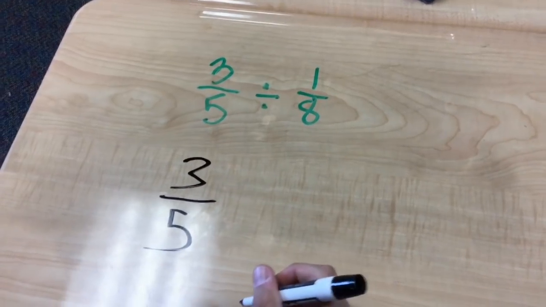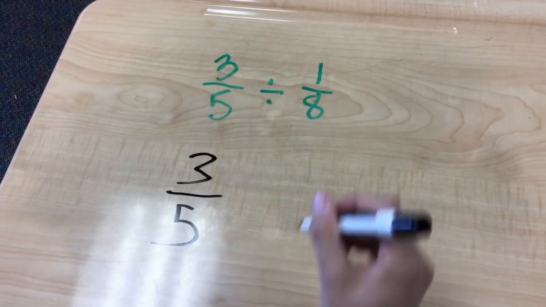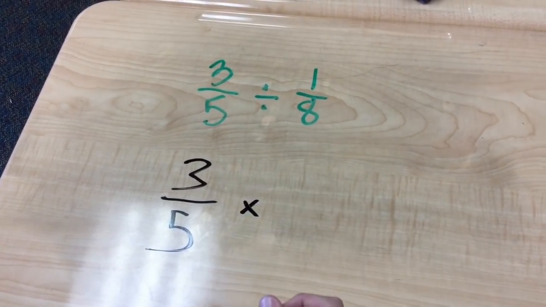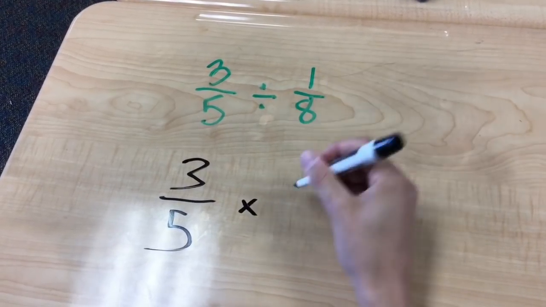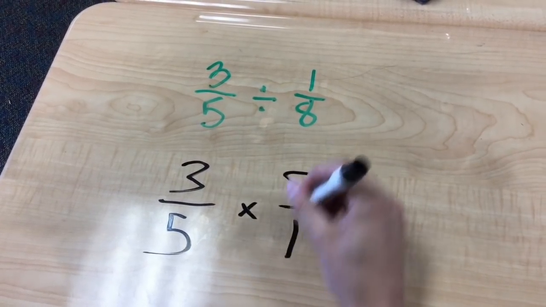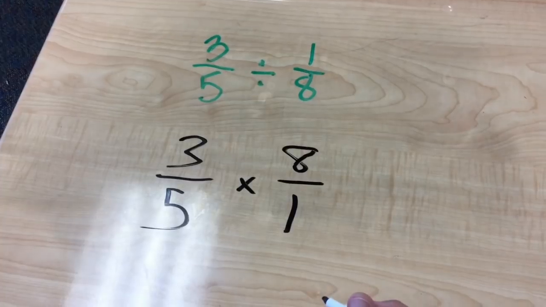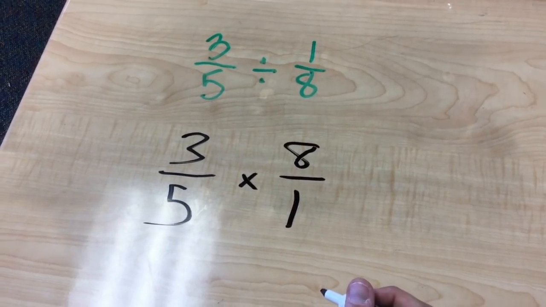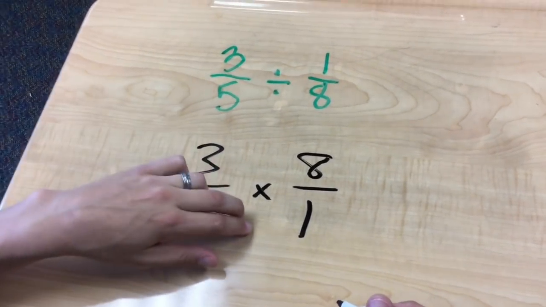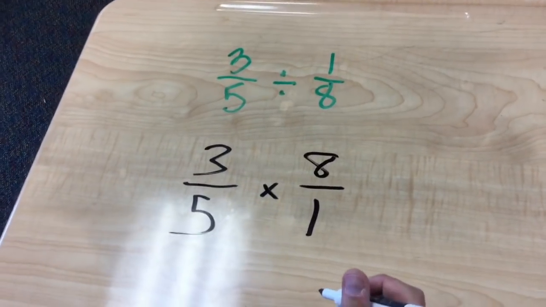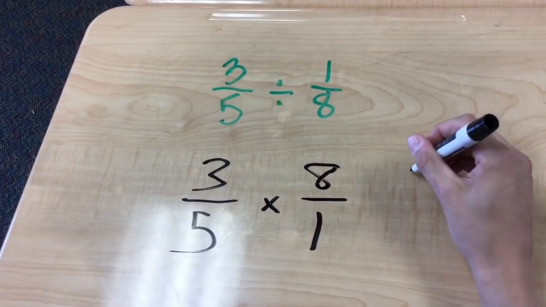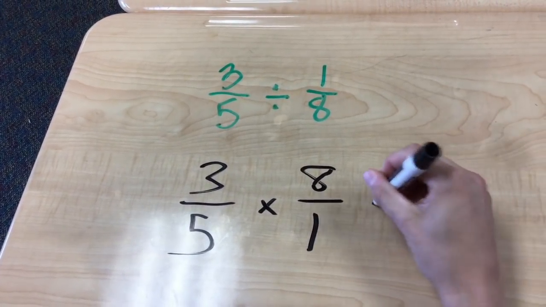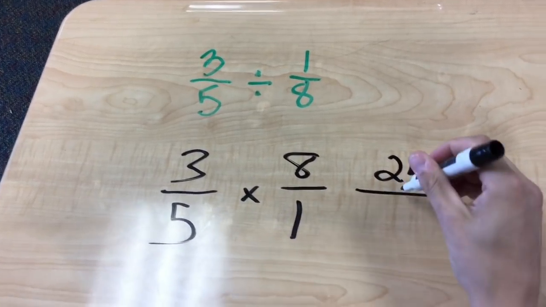So keep the first number, change to multiplication, and flip the second number to the reciprocal. Good, that's the reciprocal. So keep, change, flip, KCF. Keep, change, flip. Got it. Now solve with multiplication. 3 times 8, 24. 5 times 1, 5.